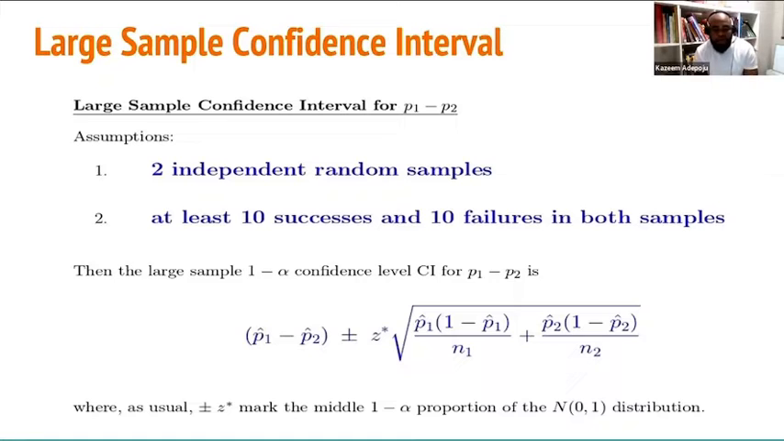Now I want to go into the last one, the two-sample confidence interval for P1 minus P2. There are two assumptions. Assumption number one, the samples you're going to be taking from the two populations are to be random. And assumption number two, at least 10 successes and 10 failures in both samples. That is what I meant the other time.